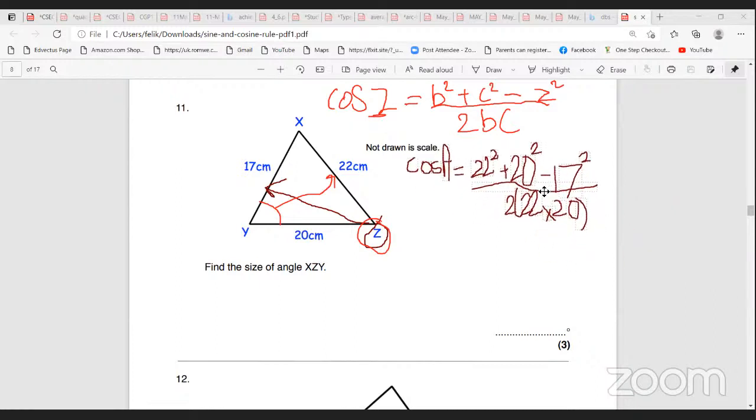Cos A. You're going to put 22 square plus 20 square minus 17 square, divided by 2, parentheses, 22 times 20.